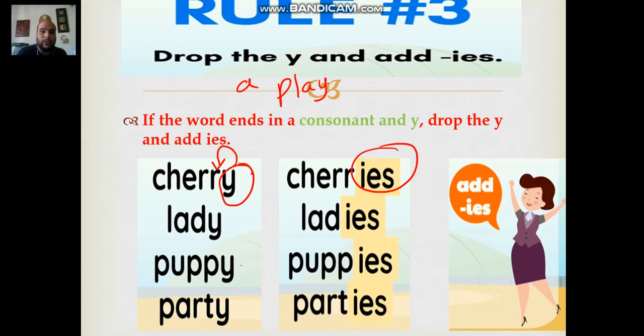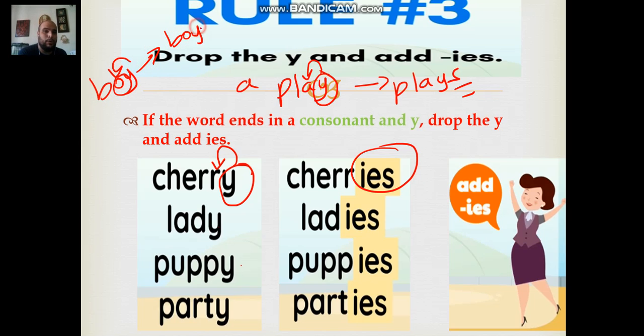A play ends with a Y, but before that Y I have an A, which is a vowel. So I have only to add an S. Boy. Before that Y I have an O, so I only add an S, boys. Toy. Before that Y I have an O, which is a vowel, so I only add an S. I won't change it into IES.